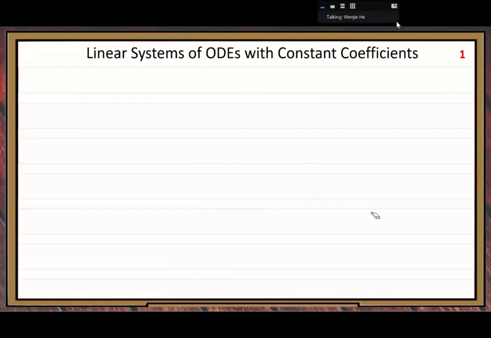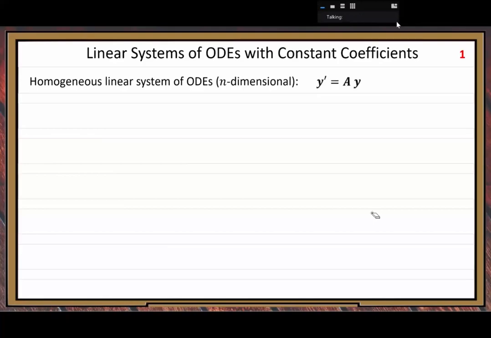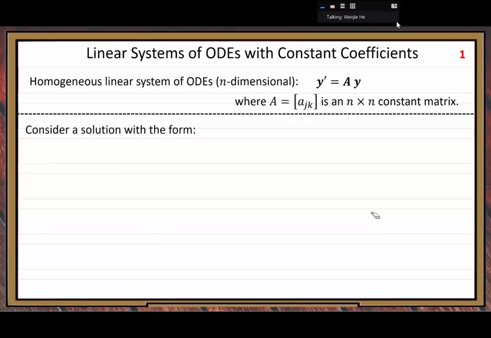So first, I want to talk about some basic knowledge of linear systems of ODEs with constant coefficients. The simplest case, the N-dimensional case this time. So we need to use the notation. Consider a solution with the form.